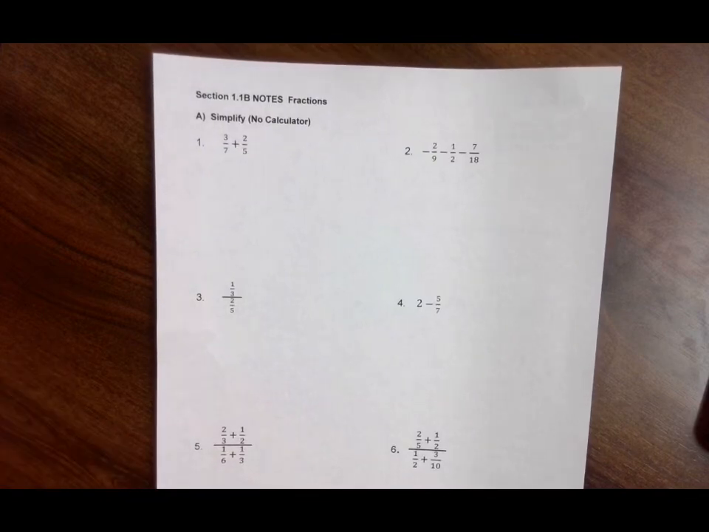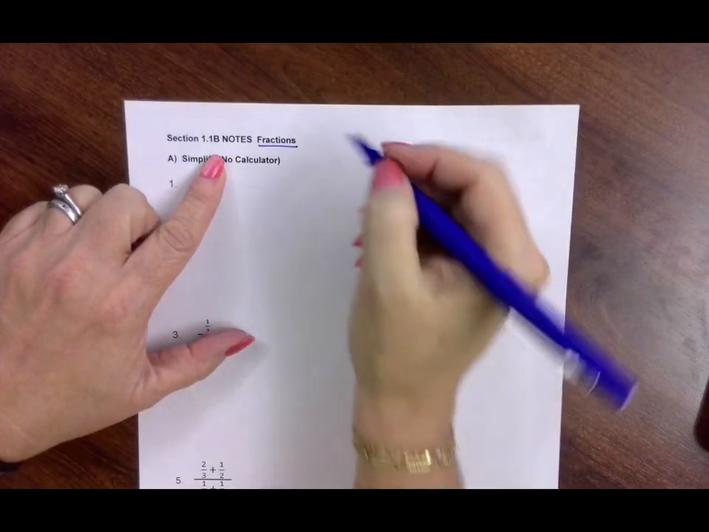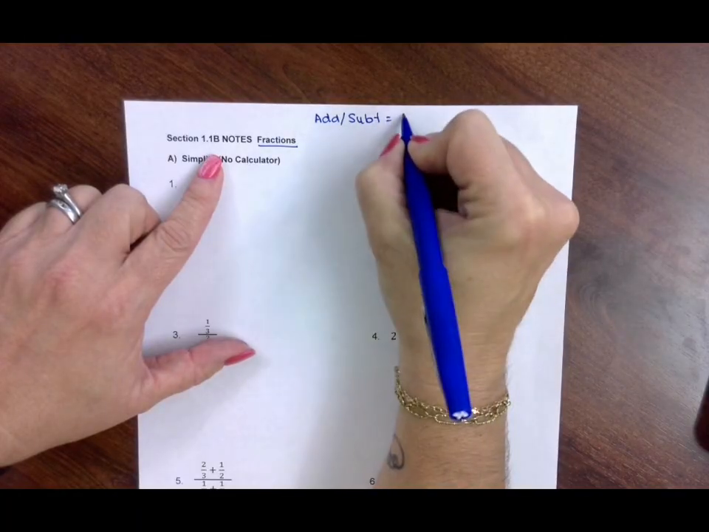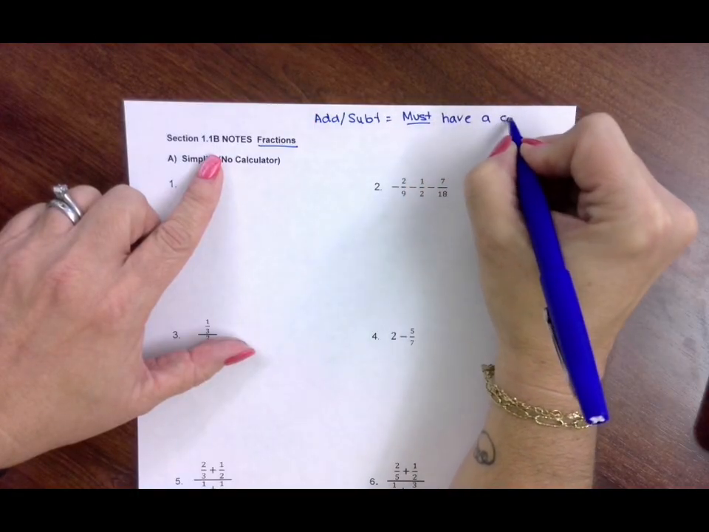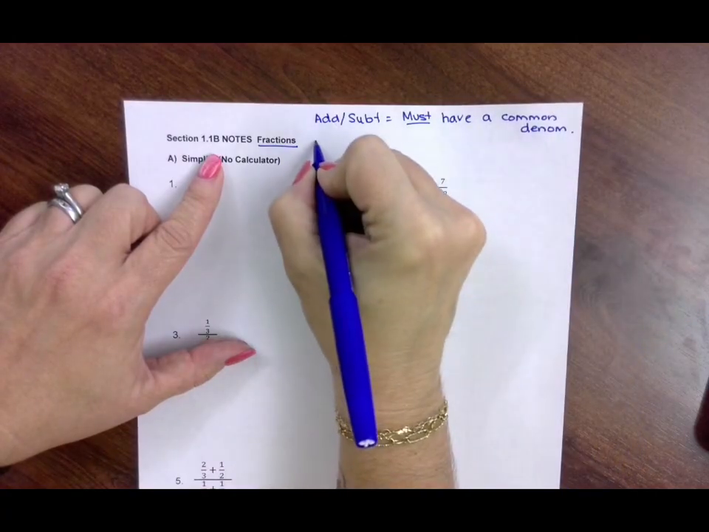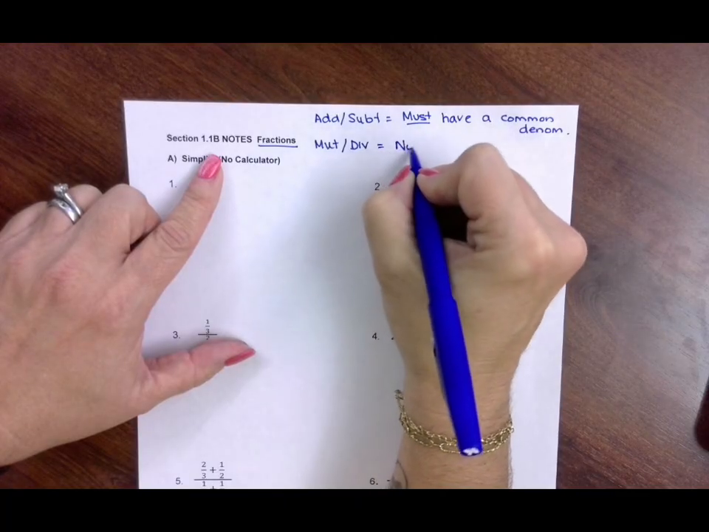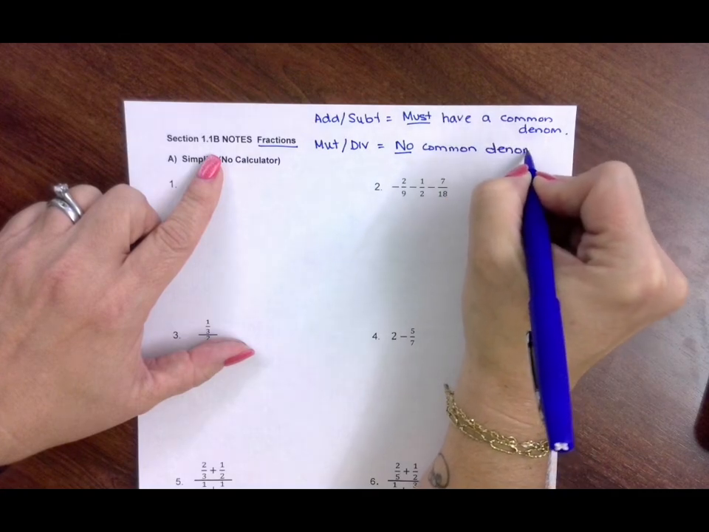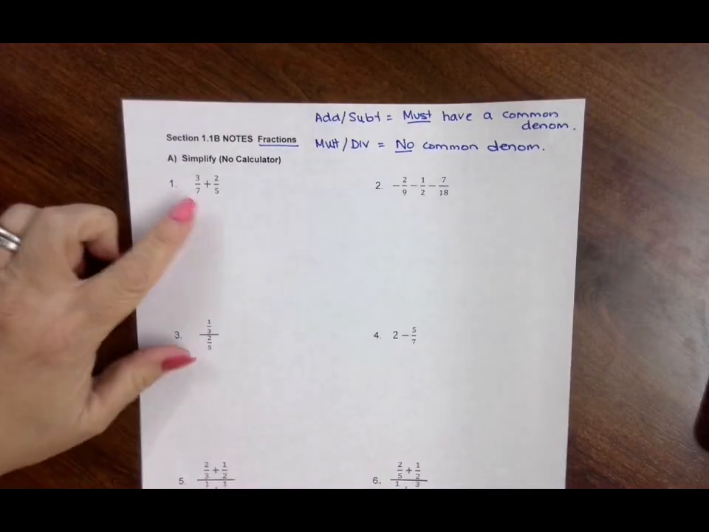All right, so this is a continuation of what I would say is a review, and today we're going to focus on just fractions. So a little highlight up here: if we are going to be adding or subtracting a fraction, then we must have a common denominator. If we are multiplying or dividing, we have no common denominator. Now that's going to be really, this should be multiplying. That's going to be really important as we go through these. Okay, so here's the first one.